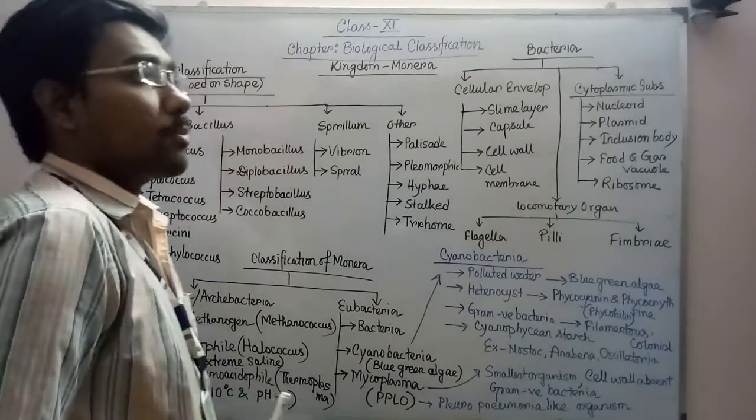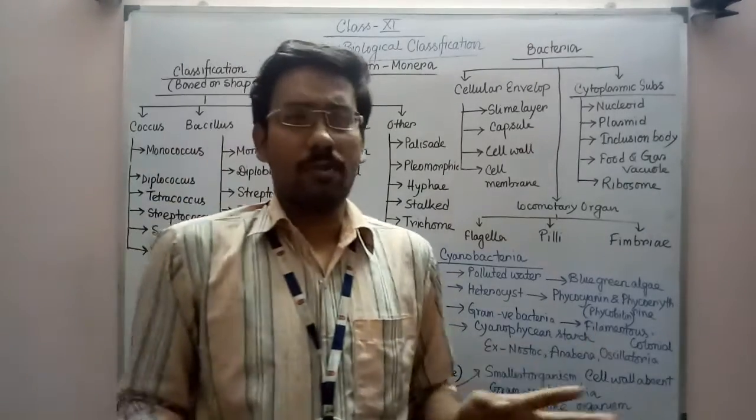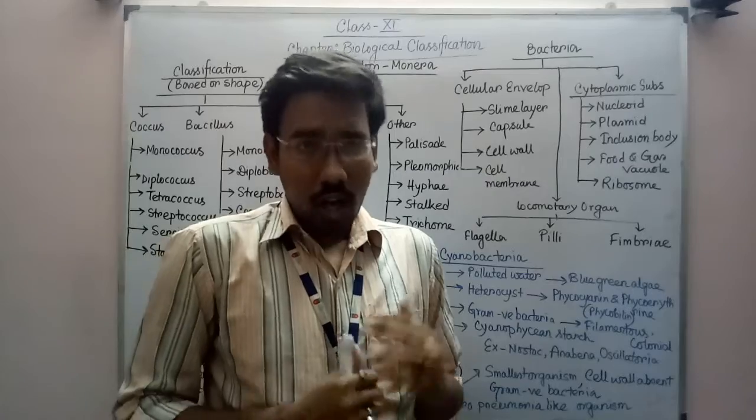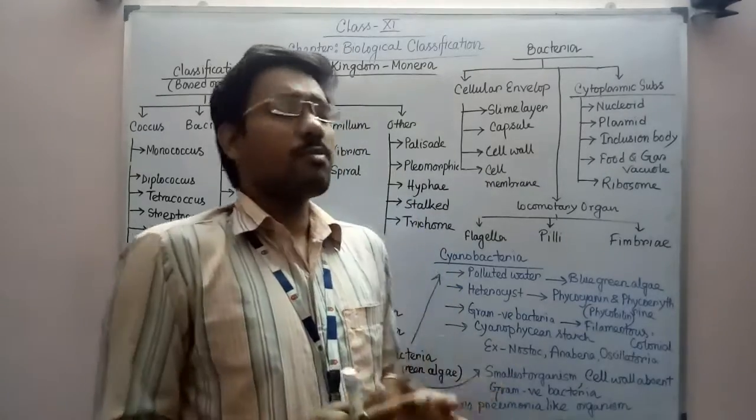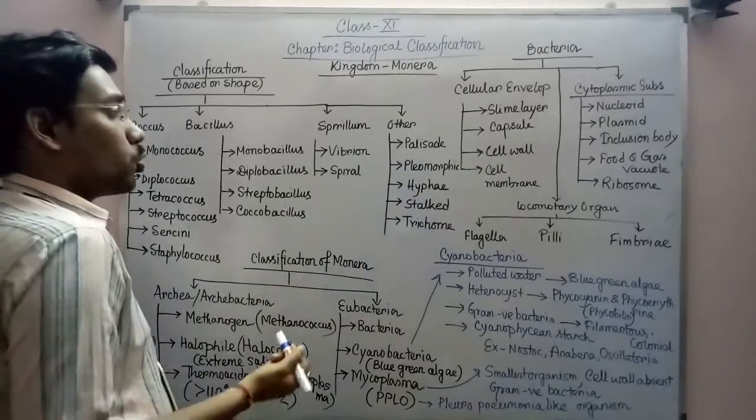Second one, pleomorphic. Pleomorphic bacteria means these kinds of bacterial cells can show any kind of shape. There is no specificity of their shape, so they can show any kind of shape. That's why they are pleomorphic. Pleomorphic means they can show multiple forms.